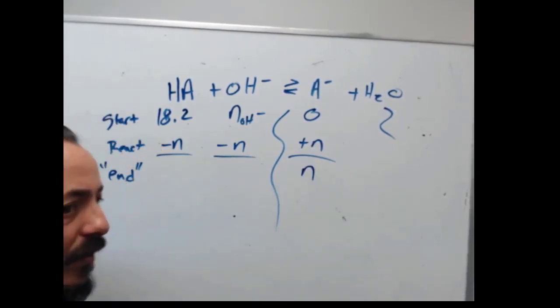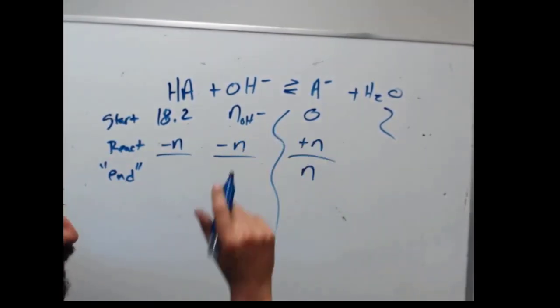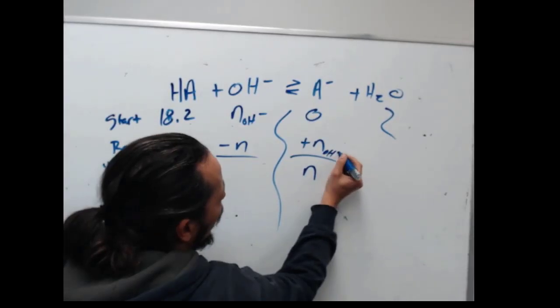This is going to be some number of moles here. 0 plus n, and I could put the OH minus on all of these, right?